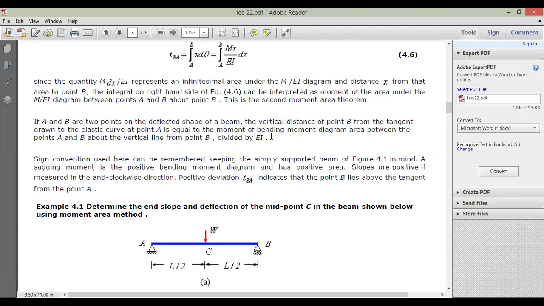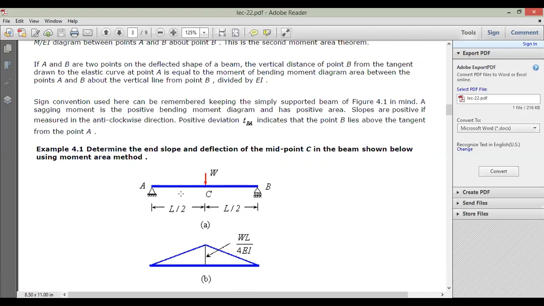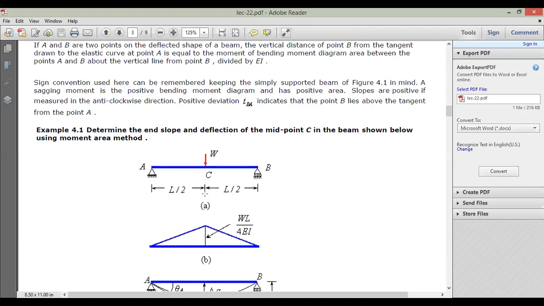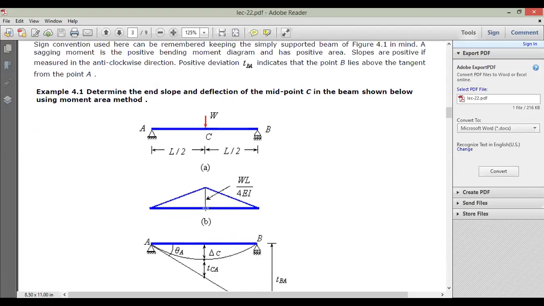Before coming to that, we take another example in which, rather than a UDL, we take a point load. We have two points A and B, a beam AB supported by a knife edge pin support and a roller support. It has been loaded at the center by a weight W, a point load. This is the bending moment diagram that we have earlier studied. This is the actual position.